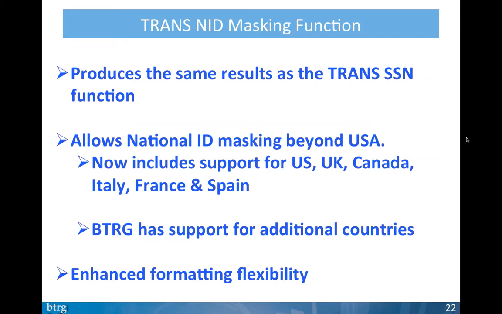So another enhancement around masking is the new function called TransNID for Transnational ID, translation of national IDs. It produces the same results as the previous TransSSN function, but it's broader support. So it includes additional countries like the UK, Canada, Italy, France, and Spain. And it has enhanced formatting flexibility. So it's a brand new functionality for doing national IDs that's a bit more enhanced than what TransSSN does. And BTRG has actually added support for additional countries. So again, with our data masking factory solution, we can provide you even more countries than those that IBM includes.